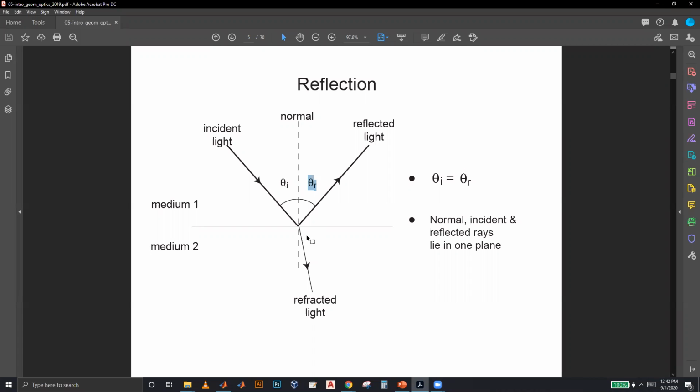Obviously, remember that no medium is perfect, so some of the light will also get refracted into the medium. But if it's a very ideal reflective surface, this energy is very, very low. And the other law is that the normal, the incident, and the reflected rays all lie in one plane. So in this case, everything is inside the plane of the screen that we're looking at.